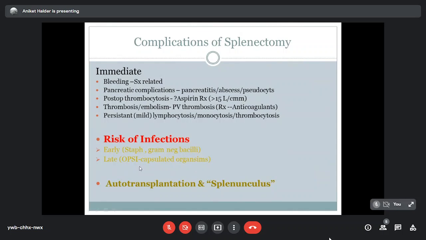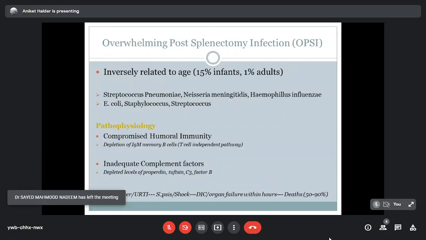And there can be autotransplantation during splenic surgery, in which some part of the splenic tissue may be left behind, which can cause recurrence of the disease for which the spleen has been operated. Now, a word on overwhelming post-splenectomy infections. It is inversely related to age. That means as the age increases, the chances of OPSI decrease. So this is the reason why splenectomy should be delayed at least up to 5 years of age.